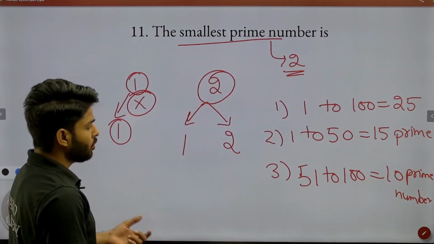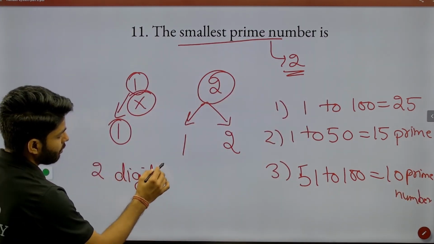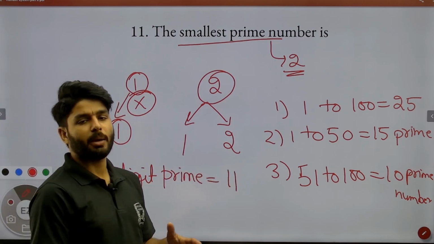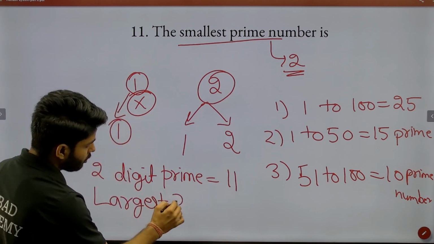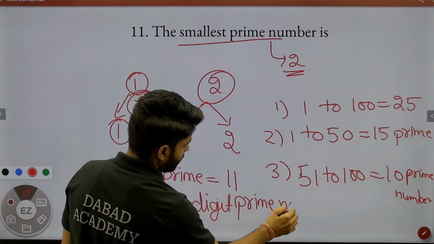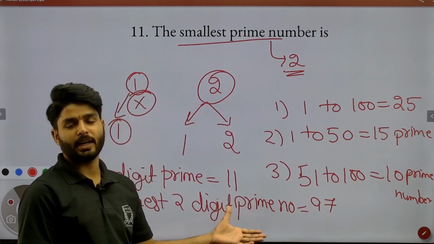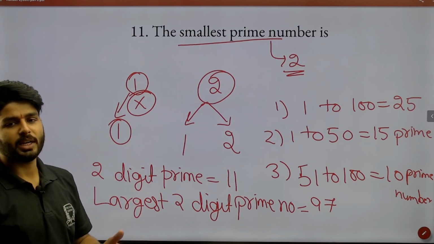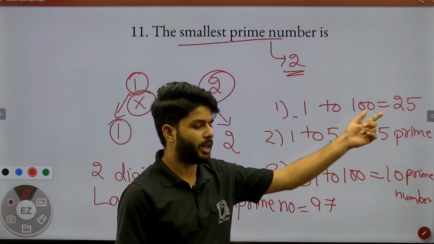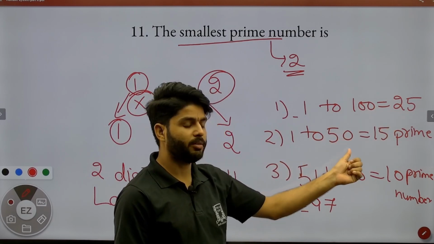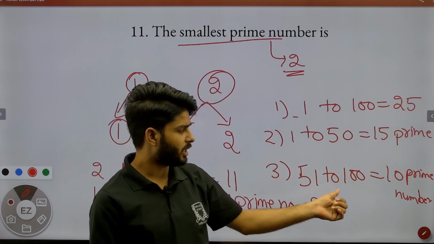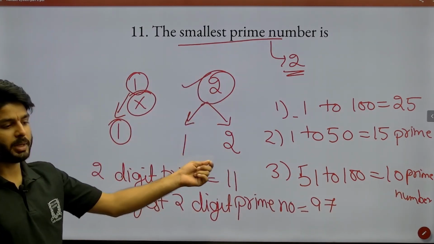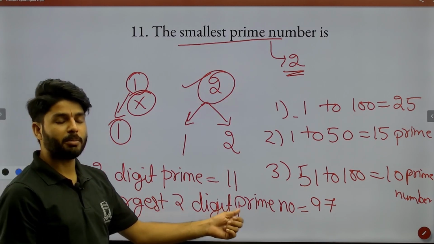The smallest 2-digit prime number is 11. He can also ask what the largest 2-digit prime number is. The largest 2-digit prime number is 97. So this is a little information about prime numbers. Prime numbers are those numbers which are divisible by 1 and itself. From 1 to 100 we have 25 prime numbers. From 1 to 50 we have 15 prime numbers, and from 51 to 100 we have 10 prime numbers. The smallest prime number is 2, the smallest 2-digit prime number is 11, and the largest 2-digit prime number is 97.